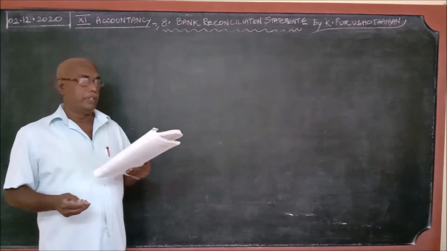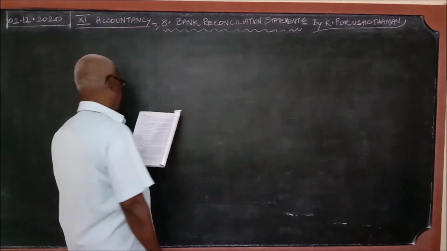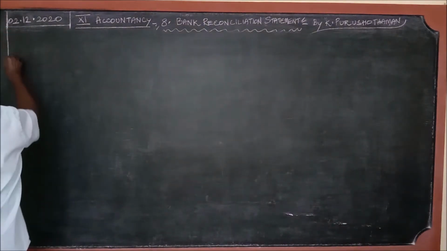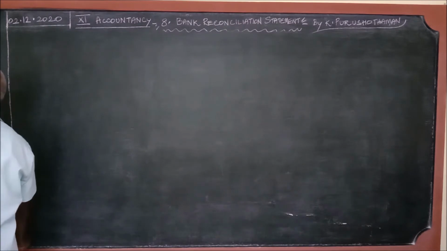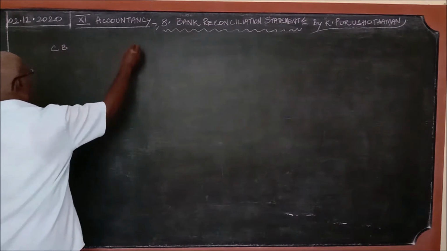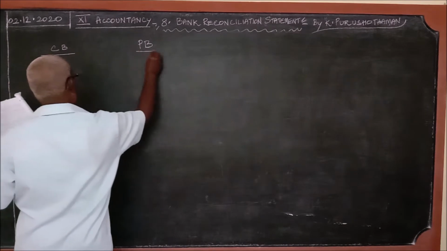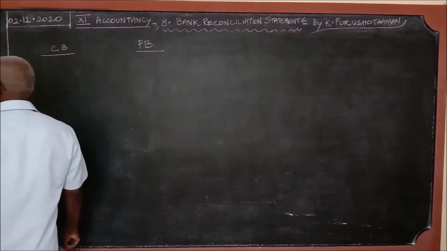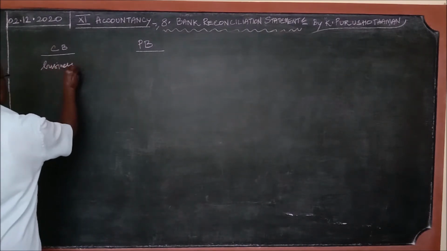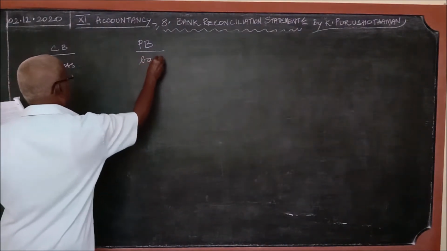In the last class for this chapter number 8, we shall see the difference between the bank column of the cash book and the passbook, or bank statement. What are the differences? The cash book is prepared by the business, and the passbook is prepared by the banker.